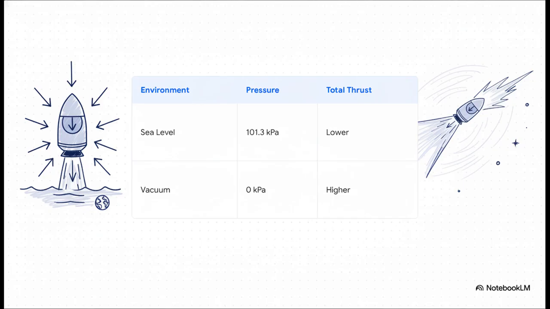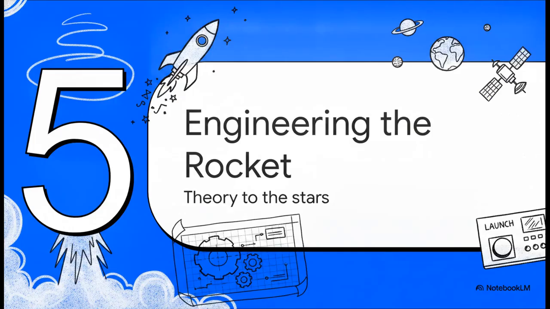This reveals a highly counterintuitive truth. Rocket engines actually perform better and produce more thrust in the empty vacuum of space than they do sitting right there on the launch pad. Let's see how this builds into Section 5, Engineering the Perfect Rocket.